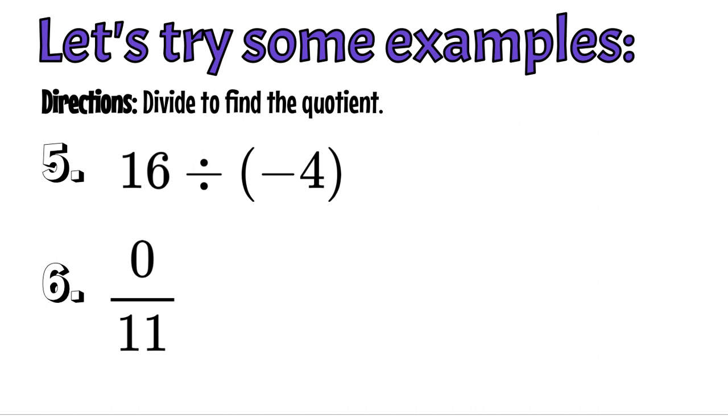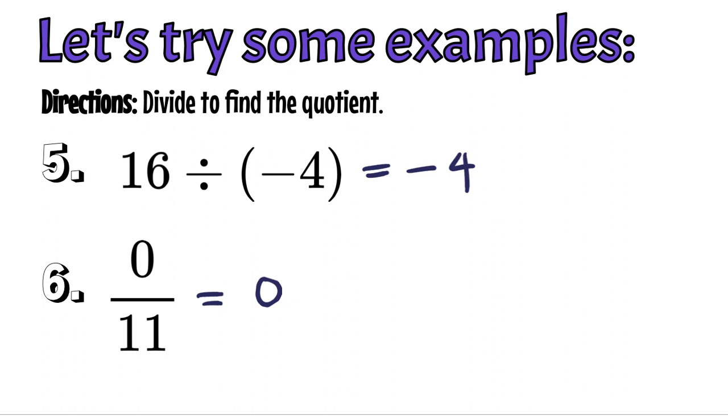But after a symbol, we will put it in parentheses. So remember our rules. We have 16 divided by negative 4, so a positive divided by a negative. Those signs are different, so our answer, our quotient, is going to be negative. 16 divided by negative 4 is negative 4. Number 6 is something that we have to memorize or remember. Remember, we can't divide by 0. However, 0 can be divided by anything. 0 divided by anything is just going to equal 0.